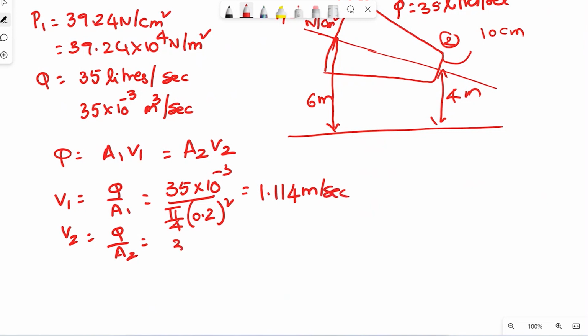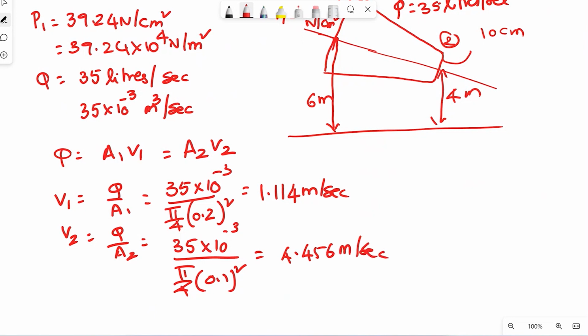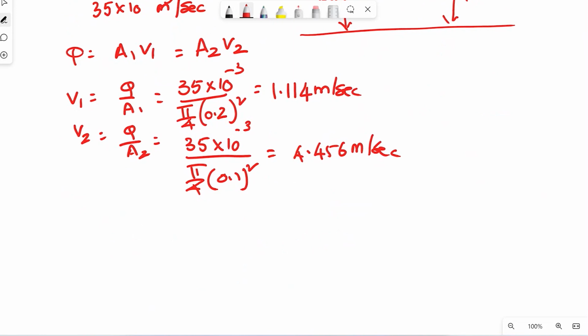Similarly, here 35 into 10 to the power of minus 3 divided by area, which is pi by 4 into 0.1, because it is 10 centimeters, whole square, which is equal to 4.456 meters per second. So velocity also we got. Pressure at section 1 is known, velocity 1, and already he has given Z1 is equal to 6 meters, Z2 is equal to 4 meters.